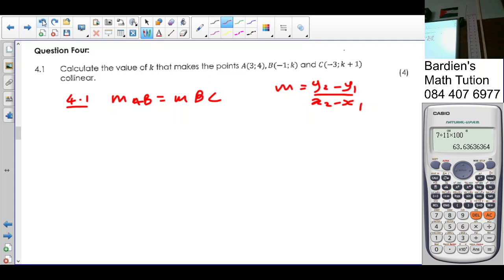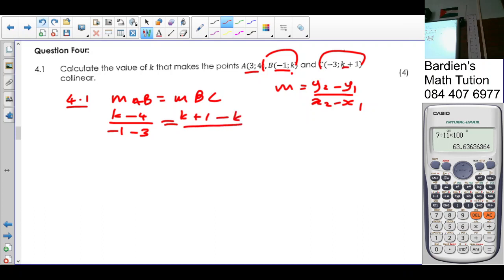So the gradient of AB, these two, will be k minus 4 over negative 1 minus 3, is equal to BC. It's going to be k plus 1 minus k over negative 3 minus minus 1. So from here it's just a matter of solving for k.